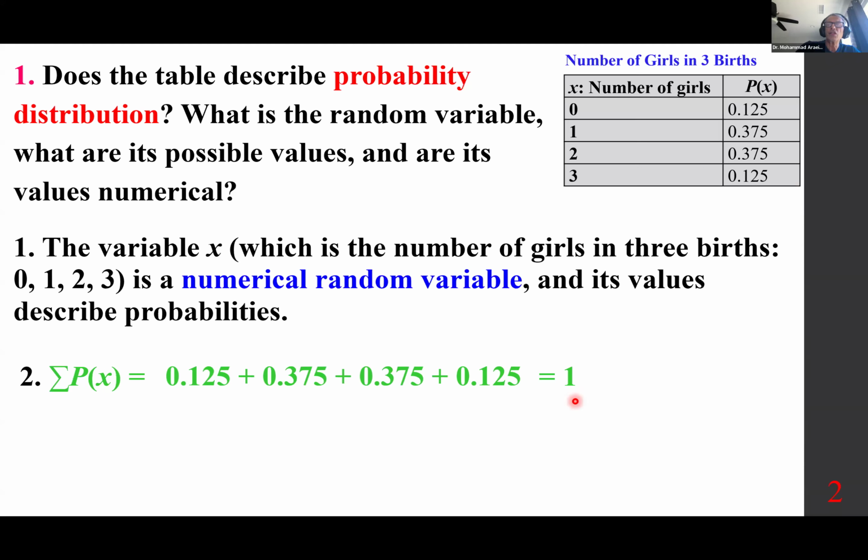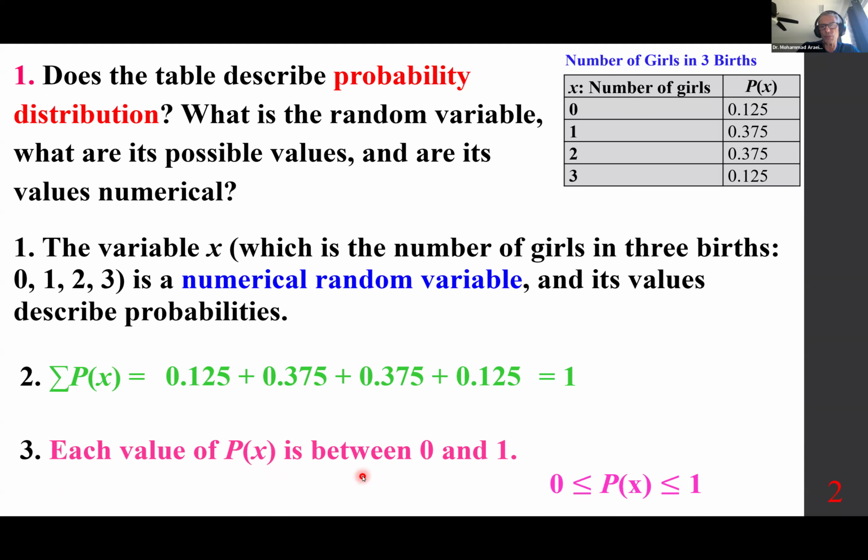And finally, each value must be between 0 and 1. Each value of P of X is larger than or equal to 0, and less than or equal to 1. Can it be 0? Yes. Can it be 1? Yes. Can it be negative? Absolutely not. Larger than 1? No. So those are the three criteria that make up a probability distribution. They are numerical, they are probabilities, these numbers must be between 0 and 1, and the sum must be 1.